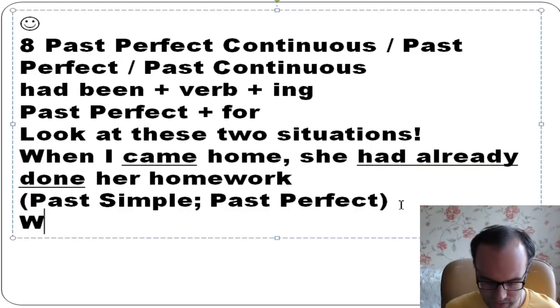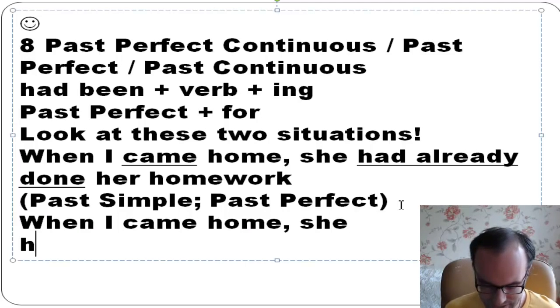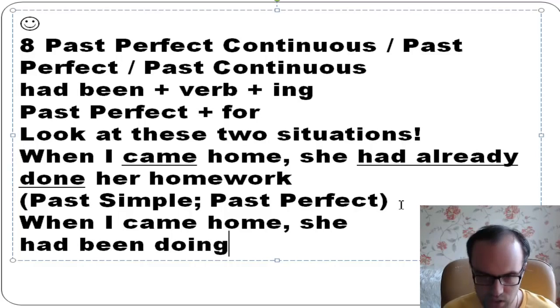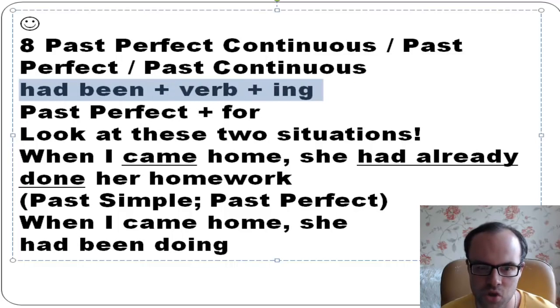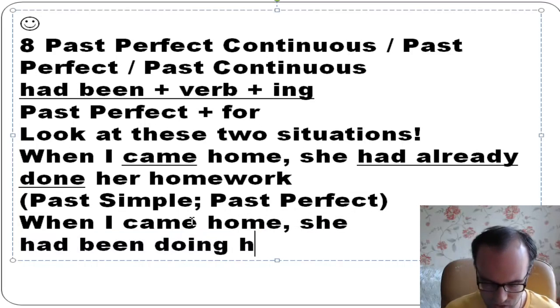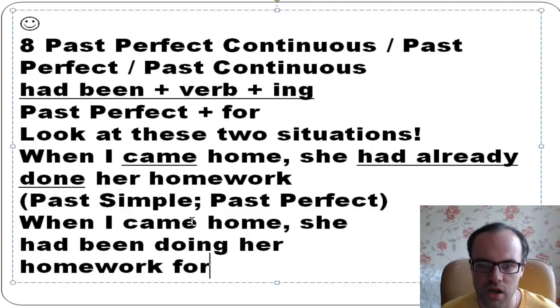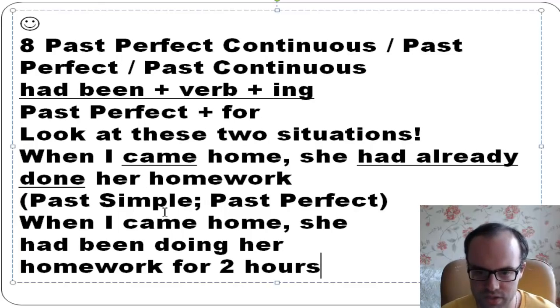And please look at the second situation. When I came home, she had been doing her homework for 2 hours. So you see that past perfect continuous is had been plus verb plus ing. And this word, for, tells us that we need to use past perfect continuous, had been doing.